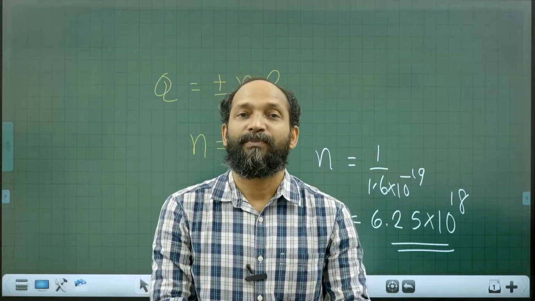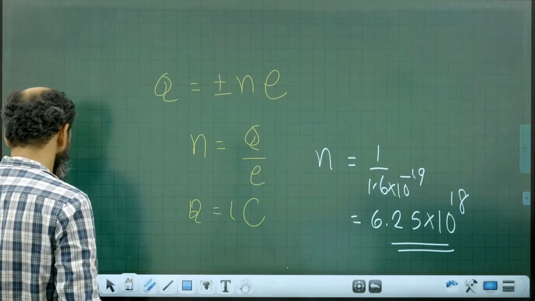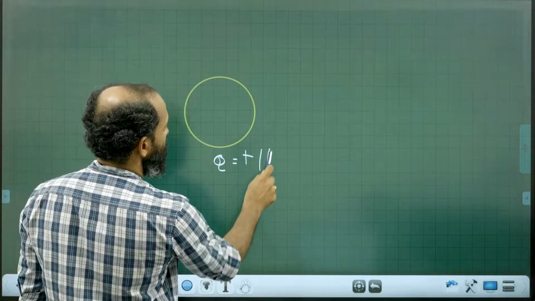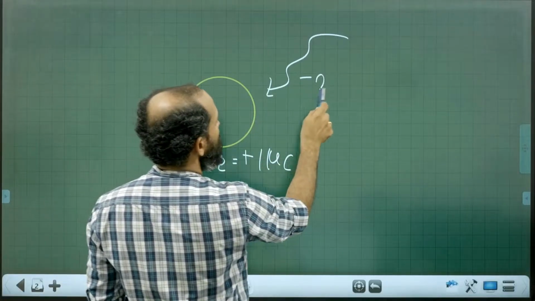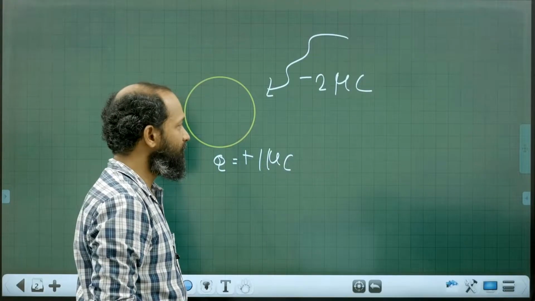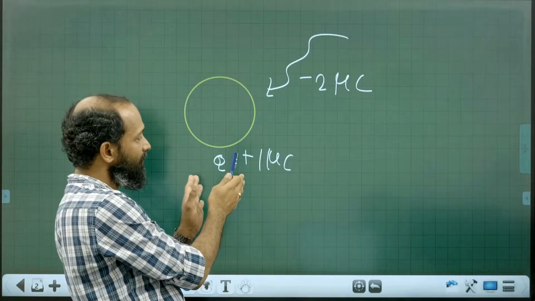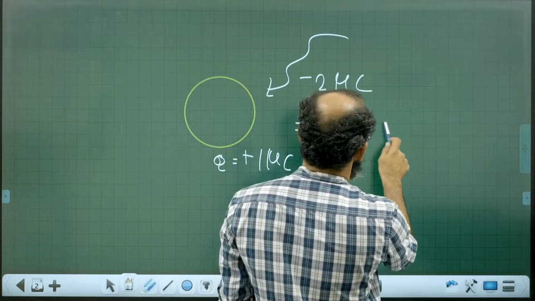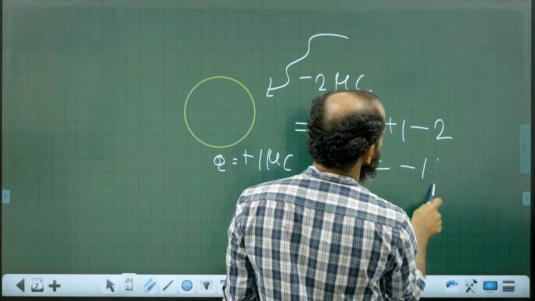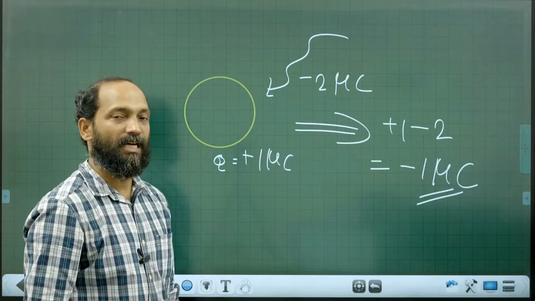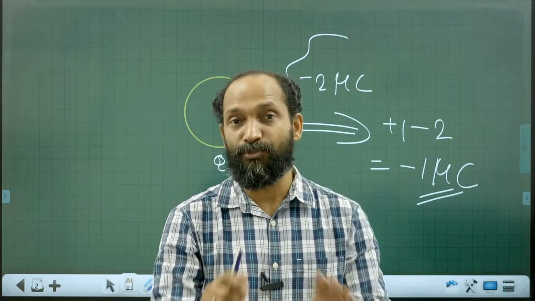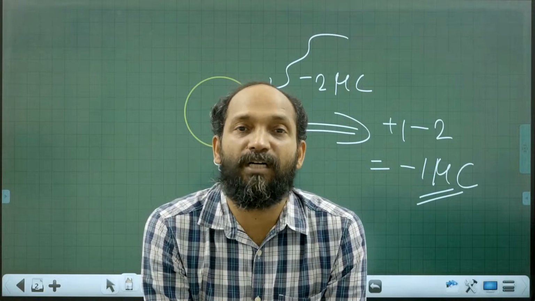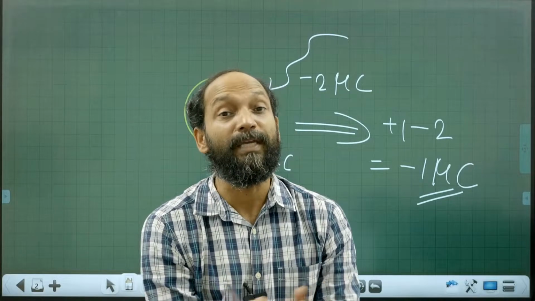Then the third property is the additive property. If you have a charged sphere with charge Q as plus 1 microcoulomb, and you add minus 2 microcoulomb onto this, then the final charge becomes plus 1 minus 2, that is, minus 1 microcoulomb, is the new charge. Charge is additive algebraically. You have to see the sign. And the last one: the magnitude of charge does not change with the speed of that charge.